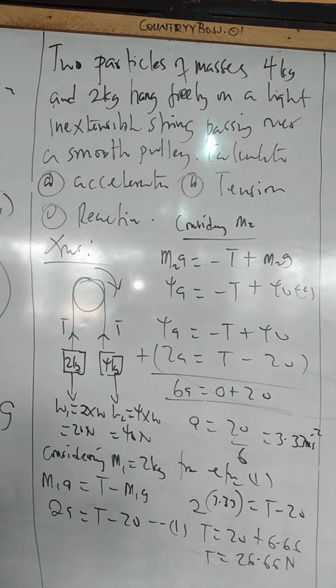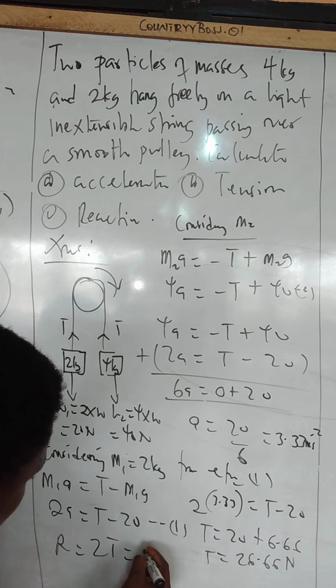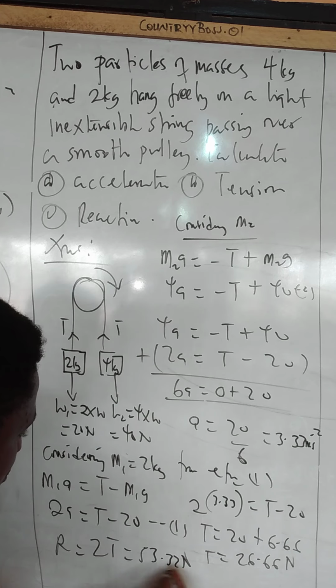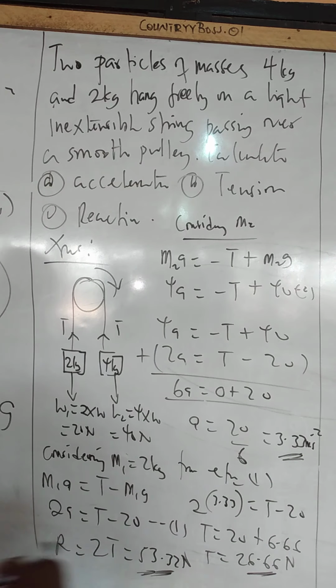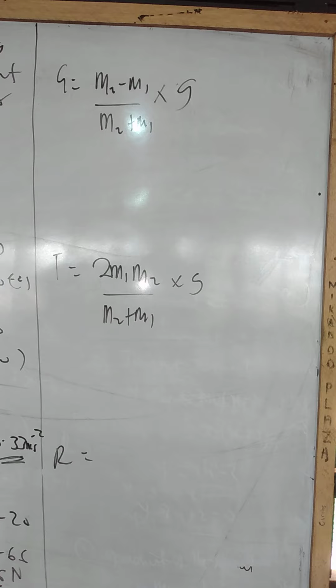And then remember the reaction. The reaction R is equal to 2 multiplying T. So you have 2 times 26.66, and that gives you 53.32 Newton. So you have your tension, your reaction, and your acceleration. You can solve the question this way, or better still, you can use the equations. Let us try it with the equations that we have and see what we arrive at also.